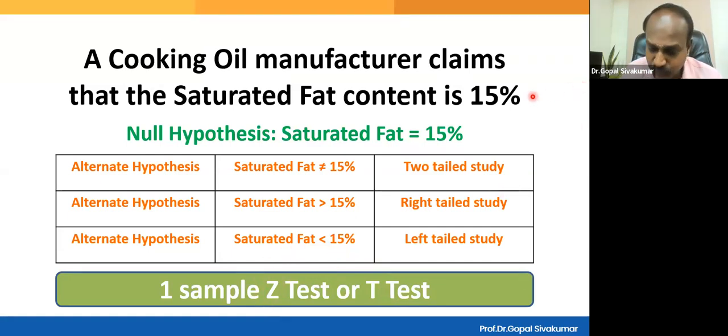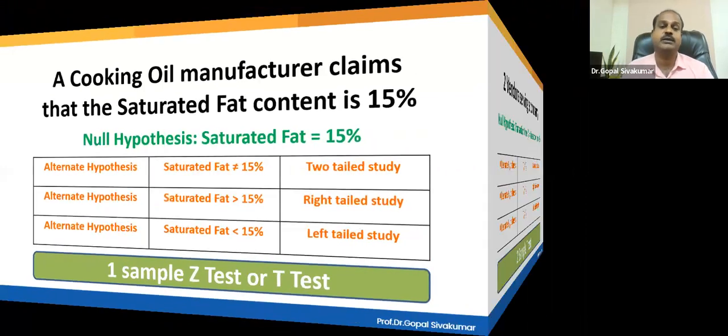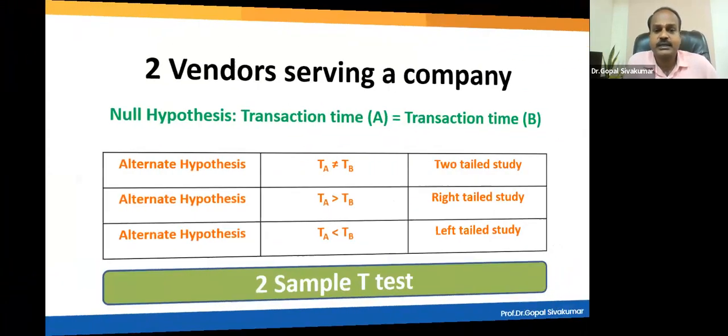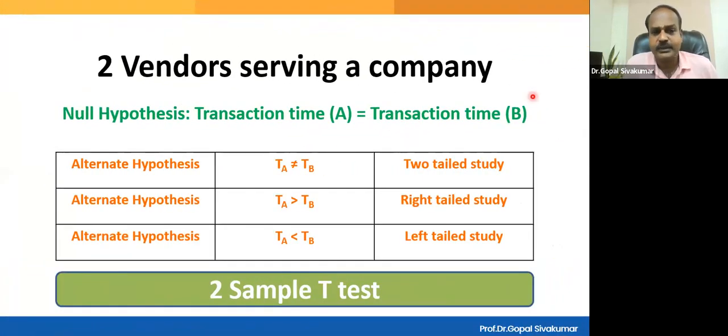All of you understand when to perform one sample g-test or one sample t-test? What are the requirements? Data type must be continuous. Your y variable must be continuous. And decision making statistics is average. If population standard deviation is known, we go for g-test. If population standard deviation is unknown, we go for t-test.